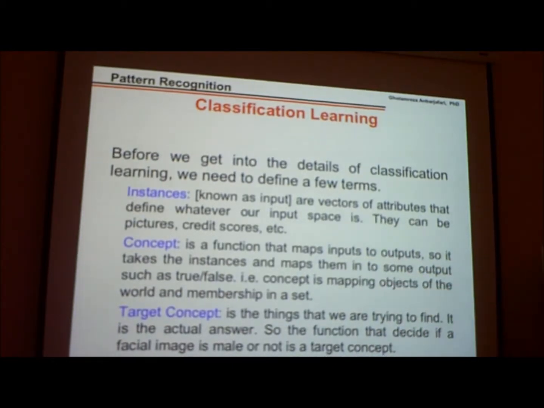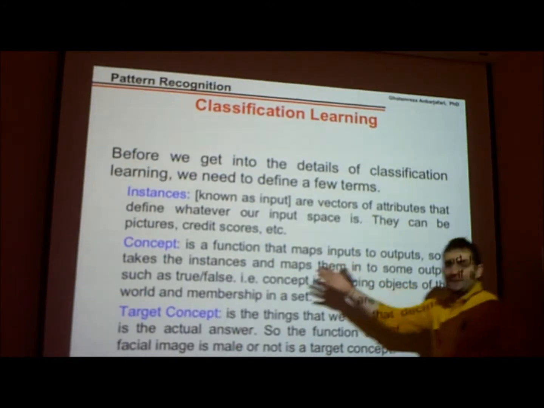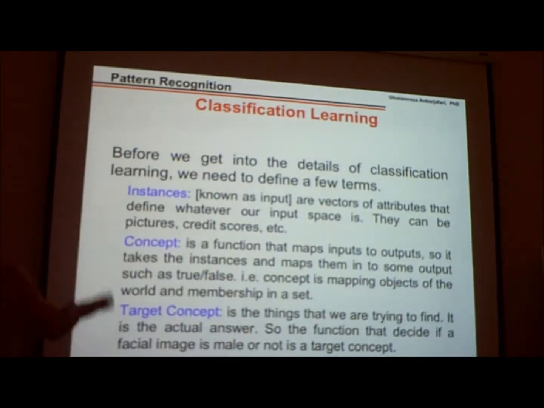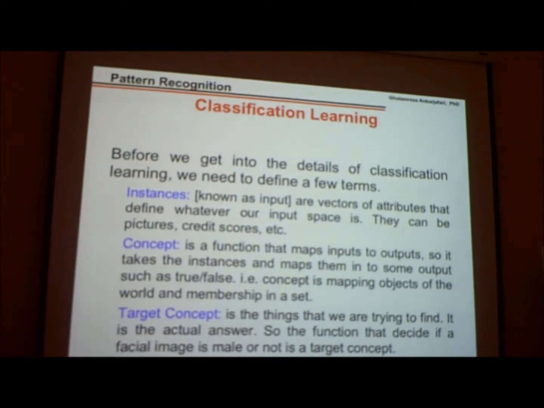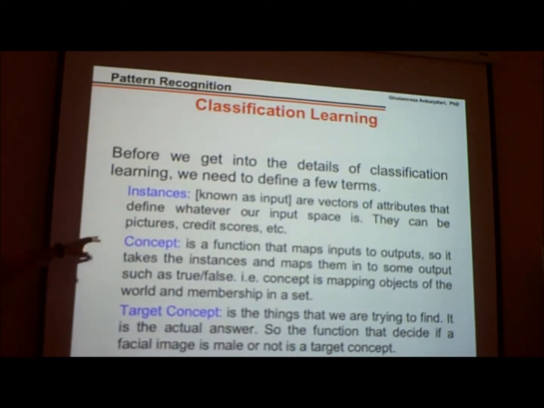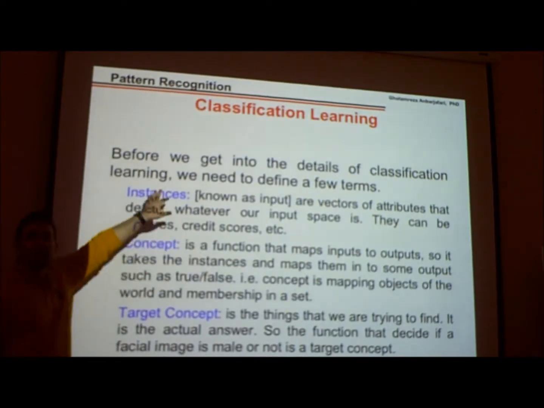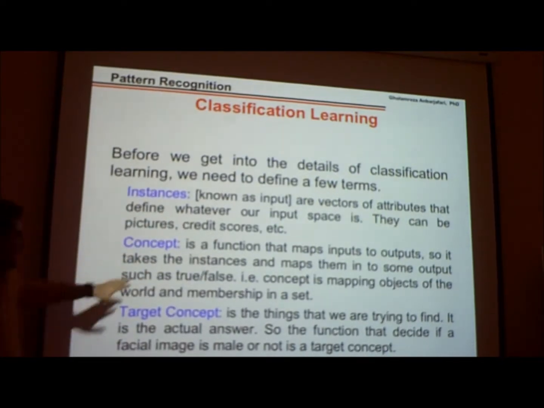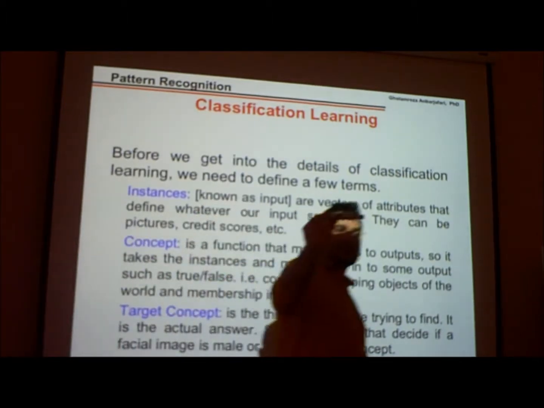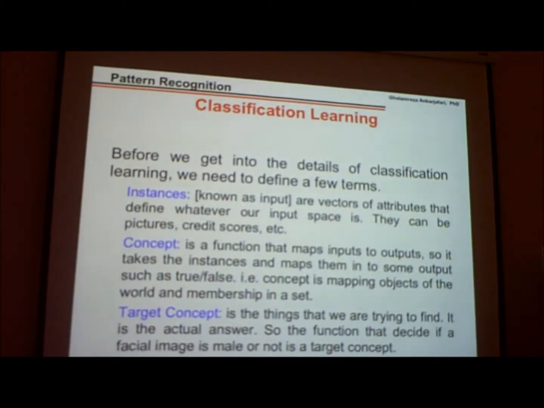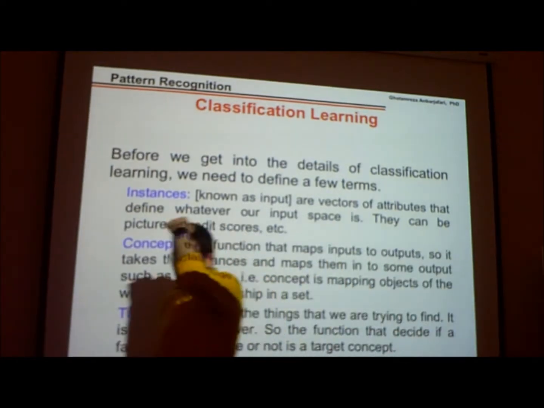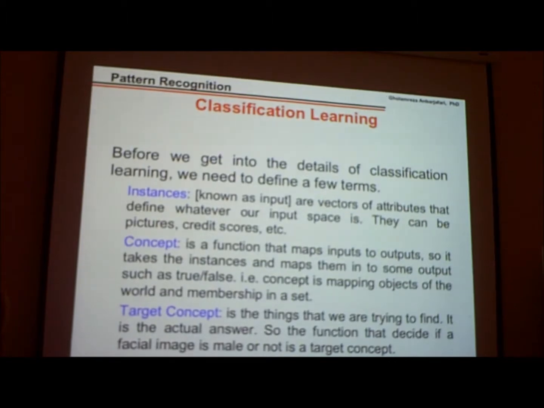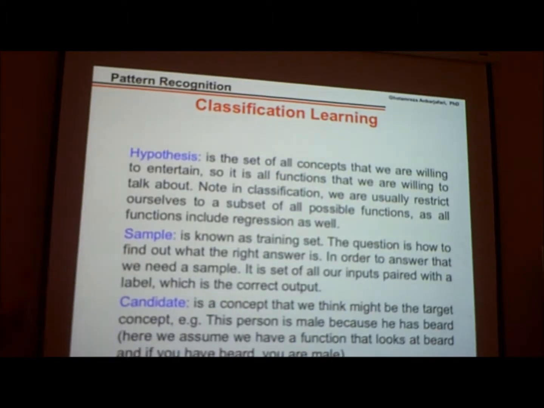Now, what about the concept? Concept is a function that maps our input into the output. So concept is a function that maps whatever we have as an instance into whatever output we have. If we have a binary situation, you give the instance, the input or the feature, to our concept, and the concept says that this is true or this is false. And the thing that we're trying to find, in other words the method that we try to find the actual answer with, is called the target concept. So, we have the concept, and we have the target concept.